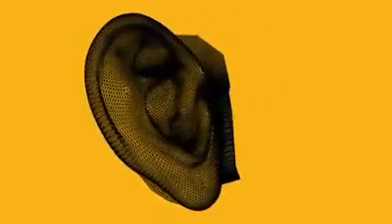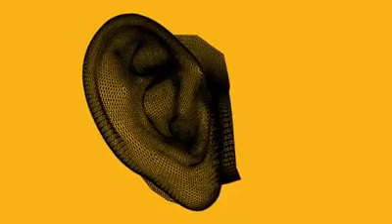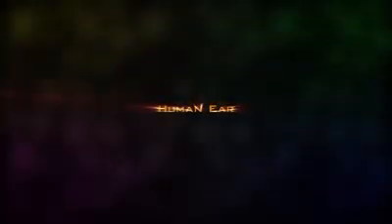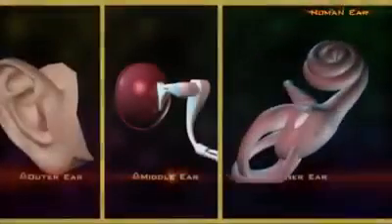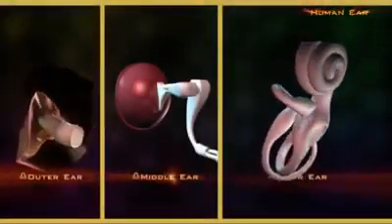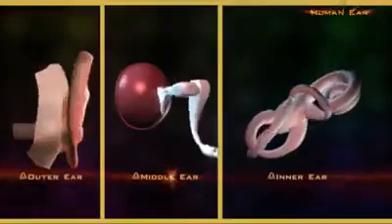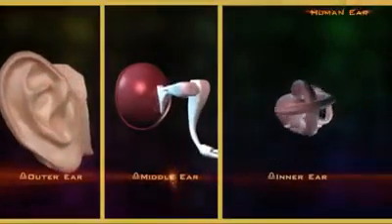We now study the human ear. To decode the whole complicated behavior, we have broken down the ear into 3 broad parts, namely the outer ear, the middle ear, and the inner ear.